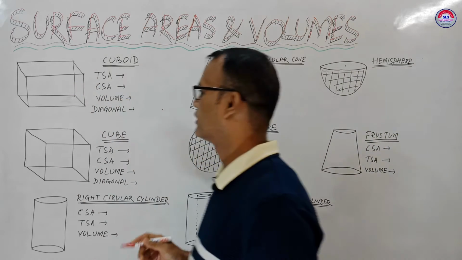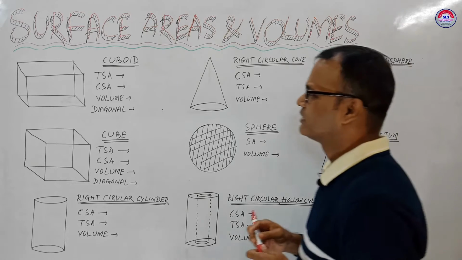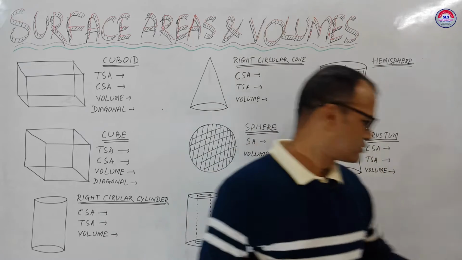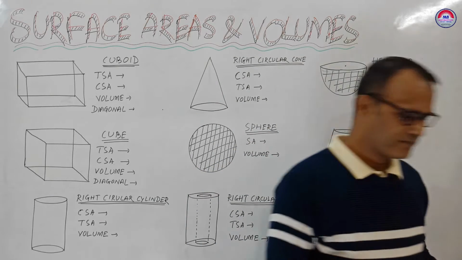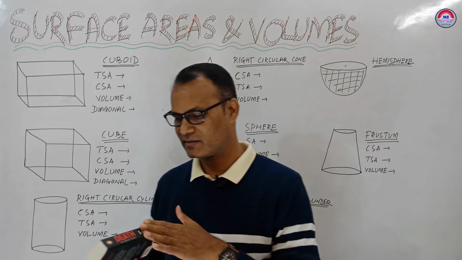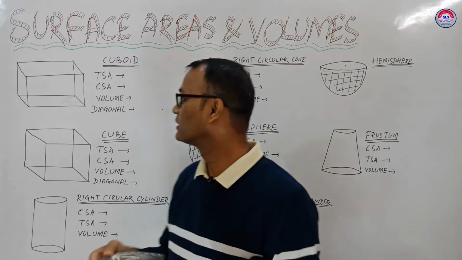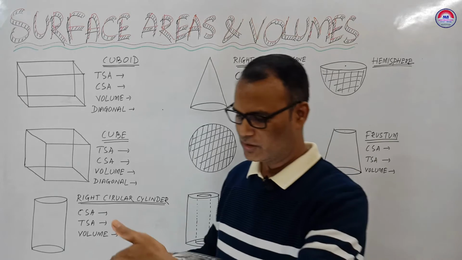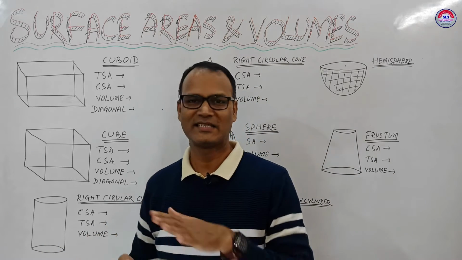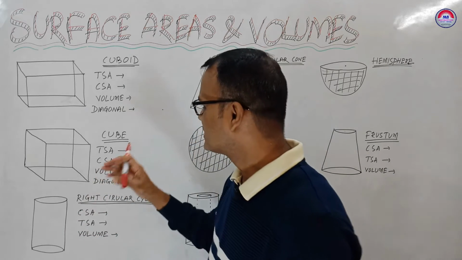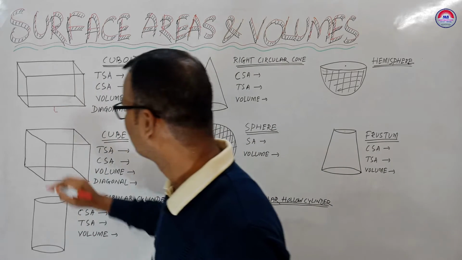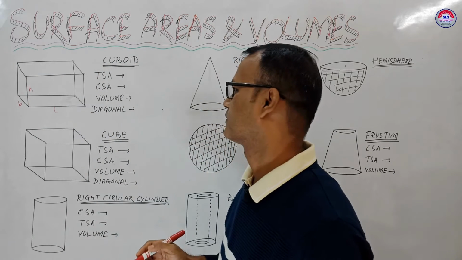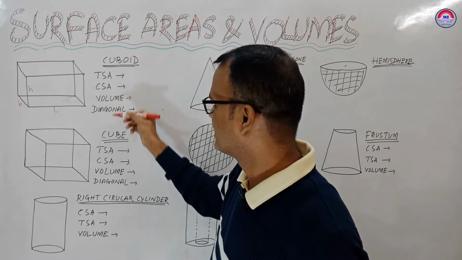Cuboid, the first step. It is the shape of a book. You have seen a book. I will show you a book. This is the shape of a book, and this is a cuboid. Here we find 1, 2, 3, 4, 5, 6 faces. If we take this one as L, this one as B, and this one as H, then we find TSA, CSA, volume and diagonal.